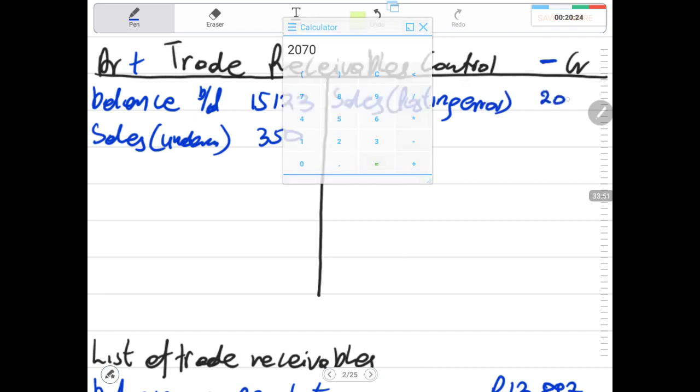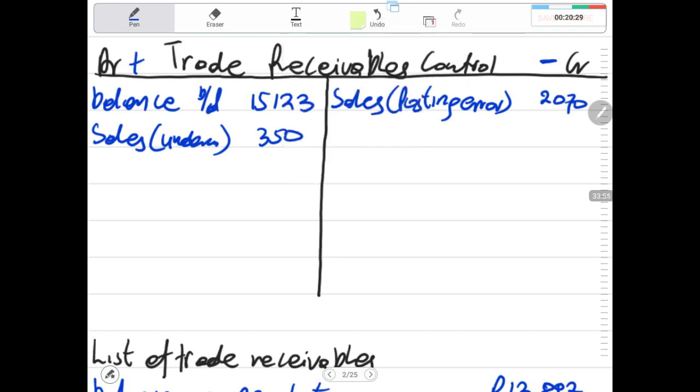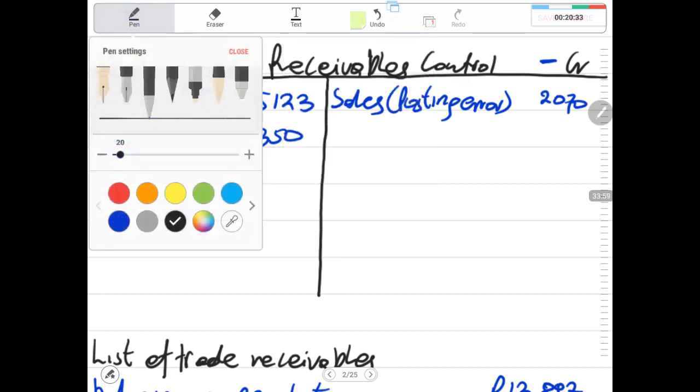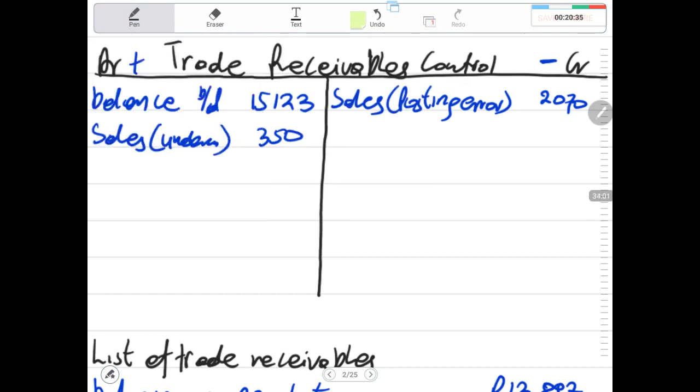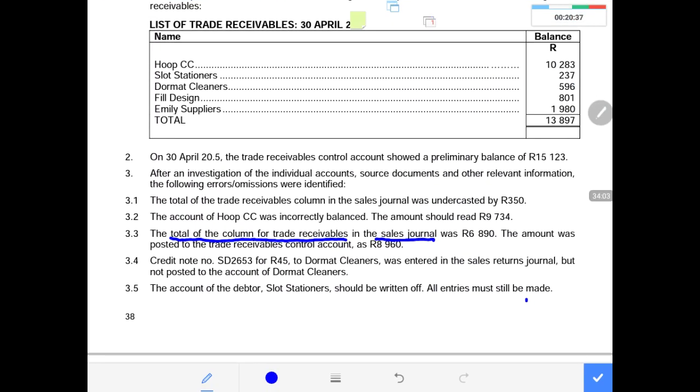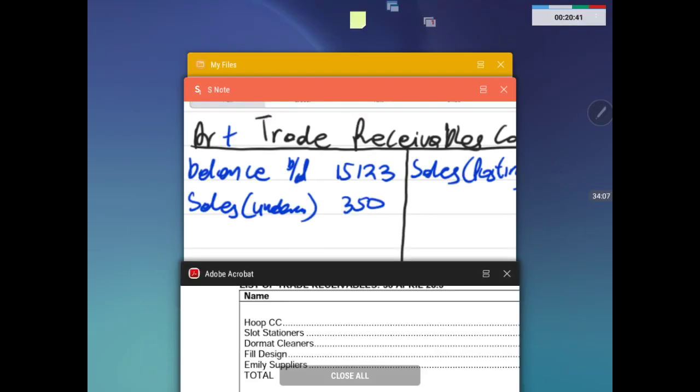It is 2,070 rands. Remember, I want to highlight this again. Remember, on the debit side, guys, how much do we have? On the debit side, we have the incorrect amount. We have the incorrect amount of 8,960. That is what has been captured.